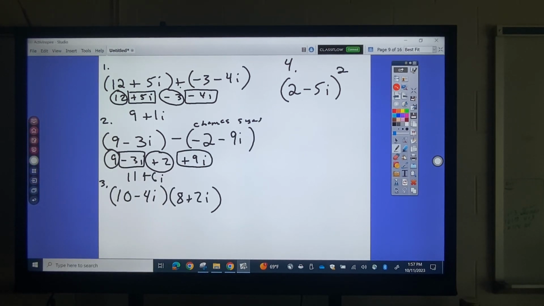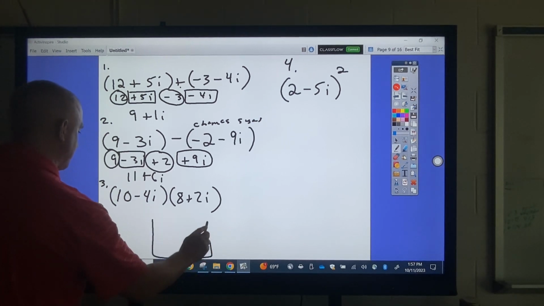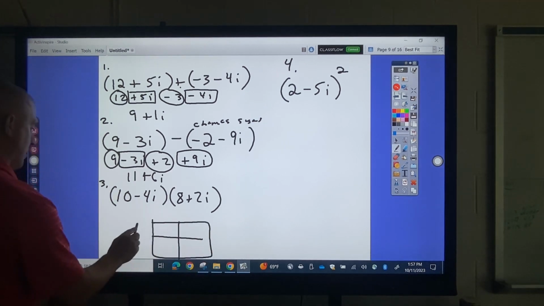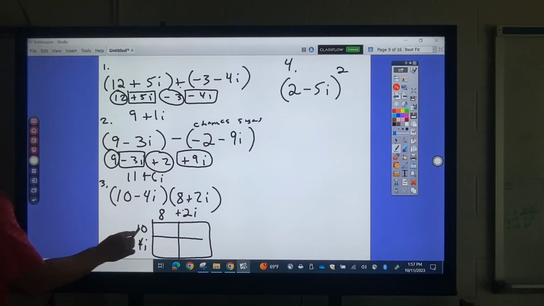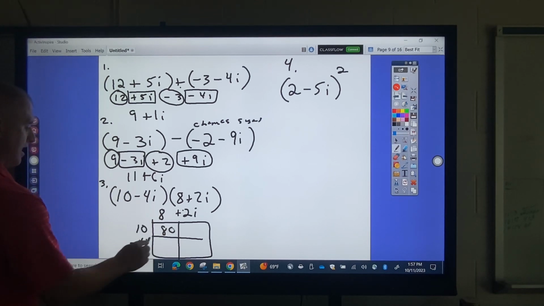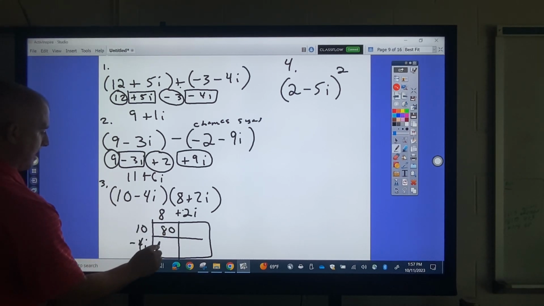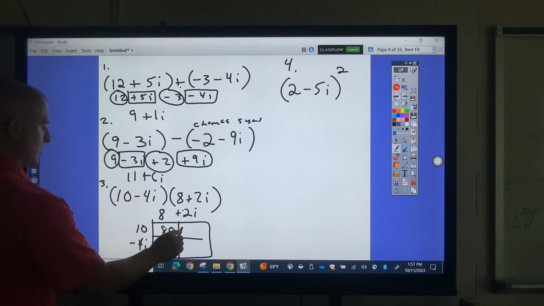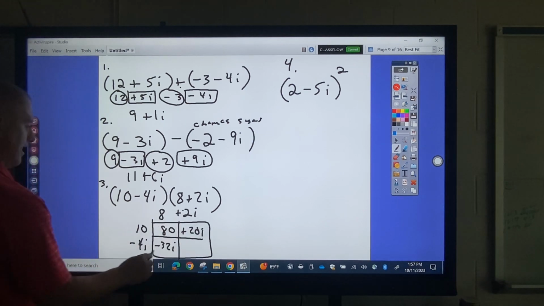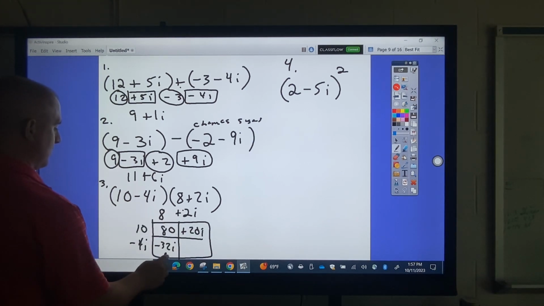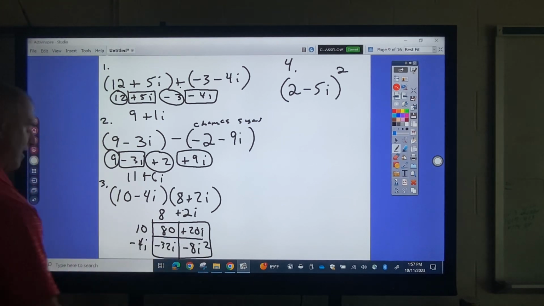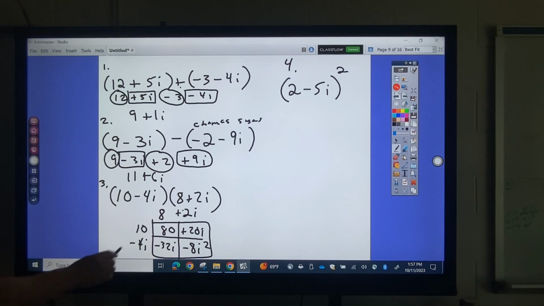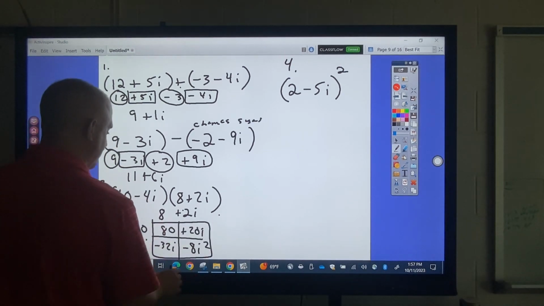Now, multiplication. I'm going to use the box multiplication to help me. And let me show you what happens. And I've got to explain this. 10 times 8 is 80. Negative 4i times 8 is negative 32i. 10 times 2i is positive 20i. Negative 4i times positive 2i would be negative 8i squared. Now, here is what happens. Here is the idea.